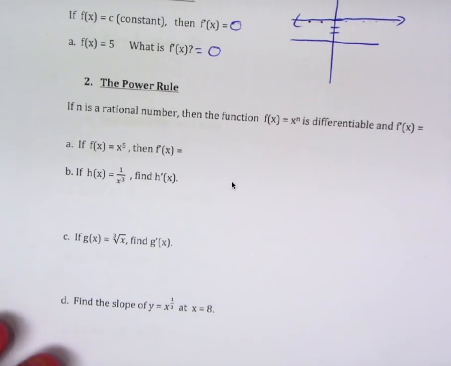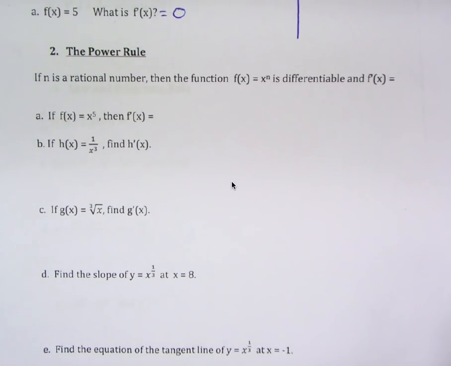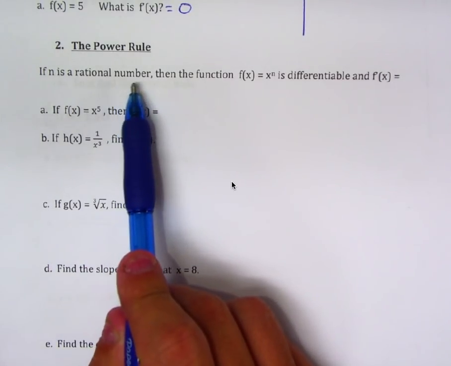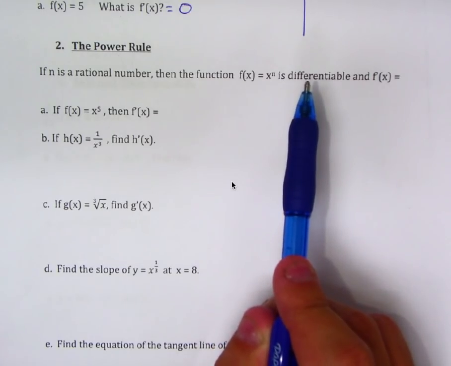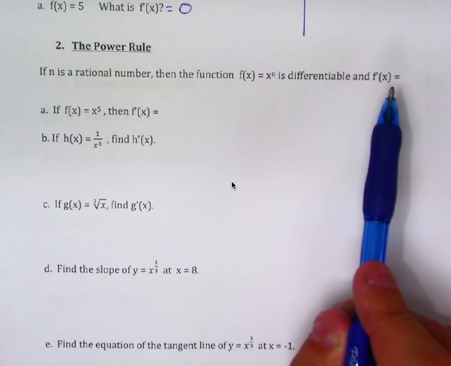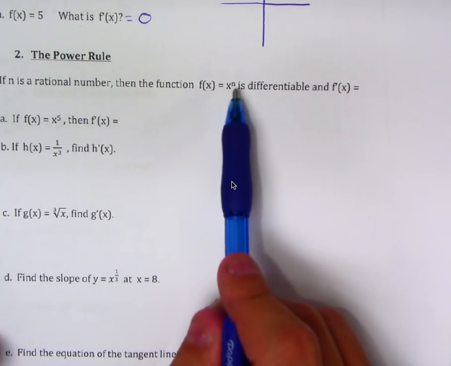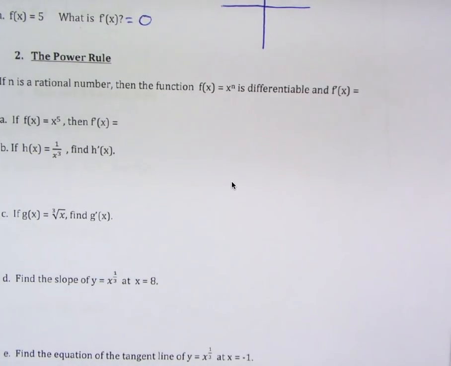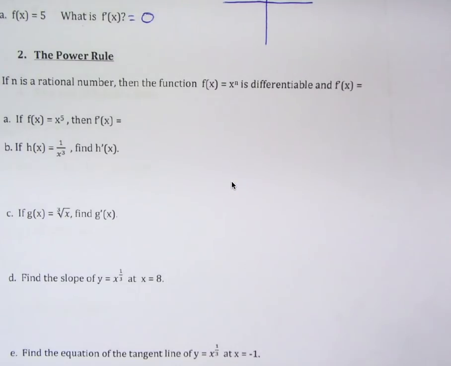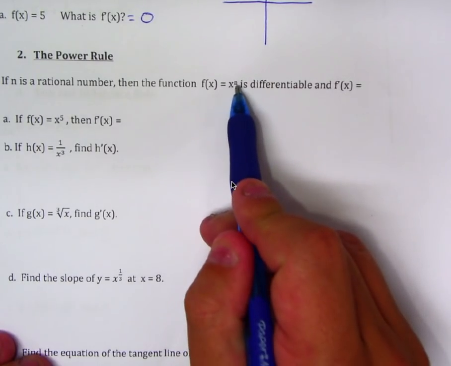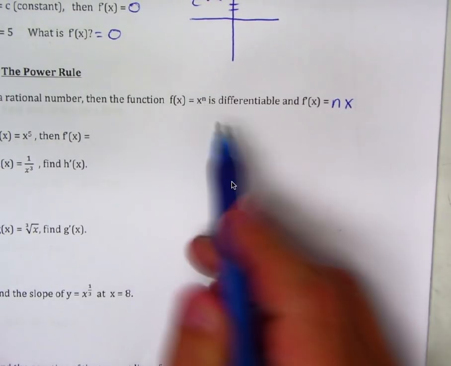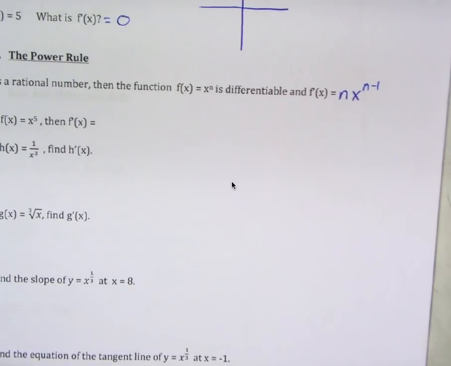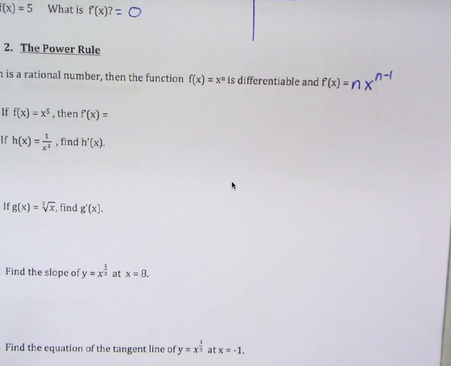Okay, the power rule. If n is a rational number, then the function f of x equals x to the n is differentiable, and the derivative equals, well, we did numeric values in the list that I had you look at, but let's put it in terms of variables. You take the n, put it out in front, and then decrease the n by 1. So your new exponent is n minus 1. This is the general power rule for derivatives. Your exponent goes out in front, and the exponent decreases by 1.